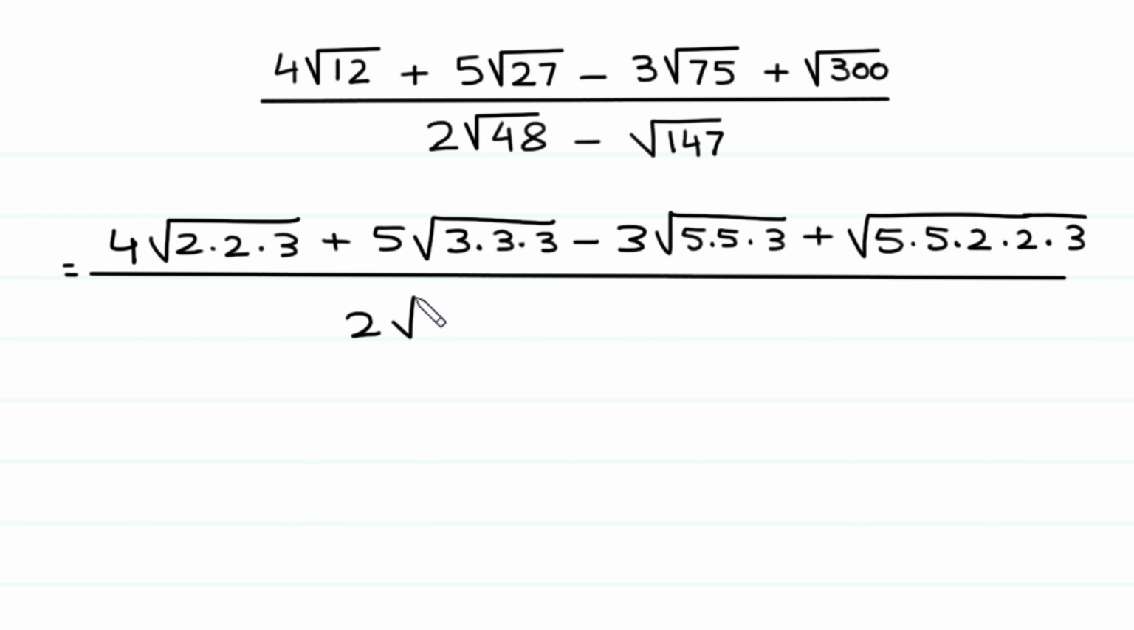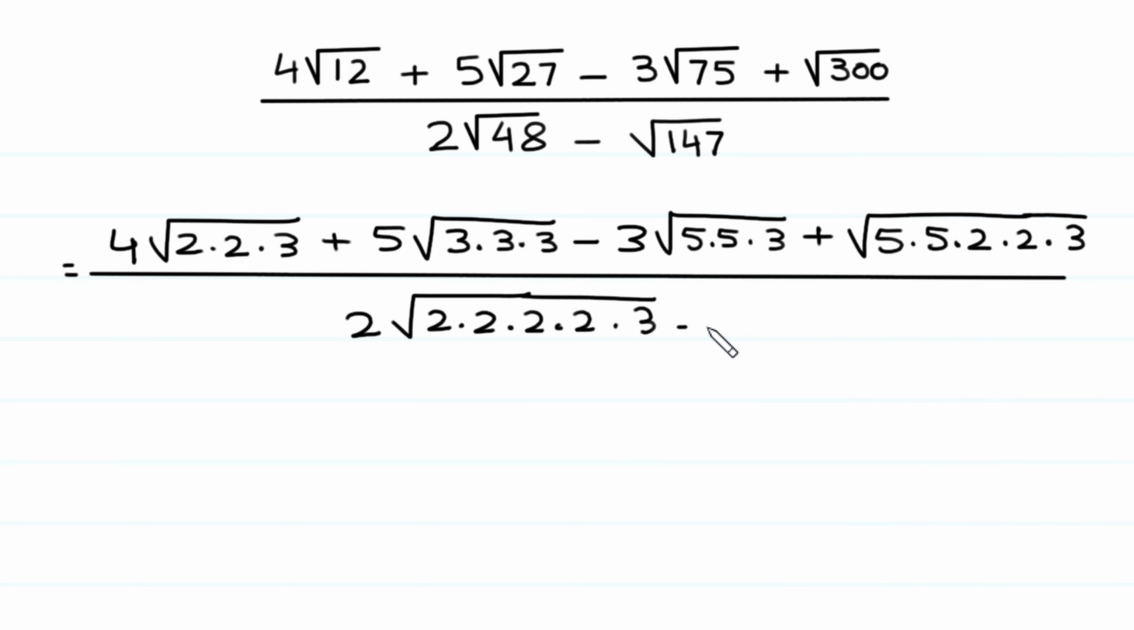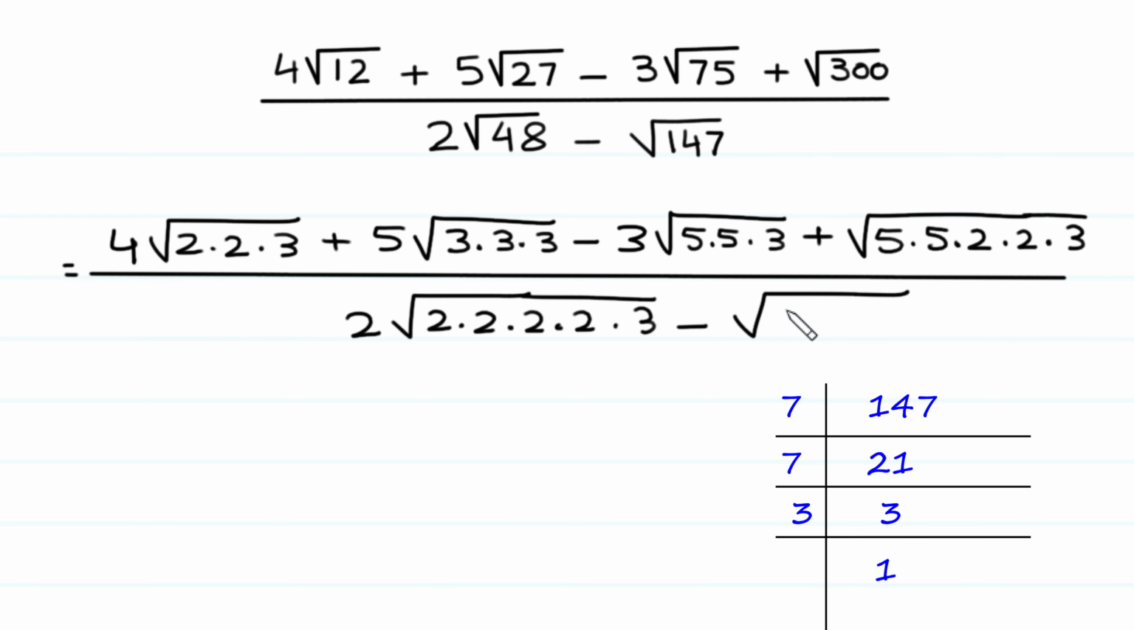2 times square root of this 48 is factorized as 2 times 2 times 2 times 2 times 3, minus this 147 is factorized as square root of 7 times 7 times 3.